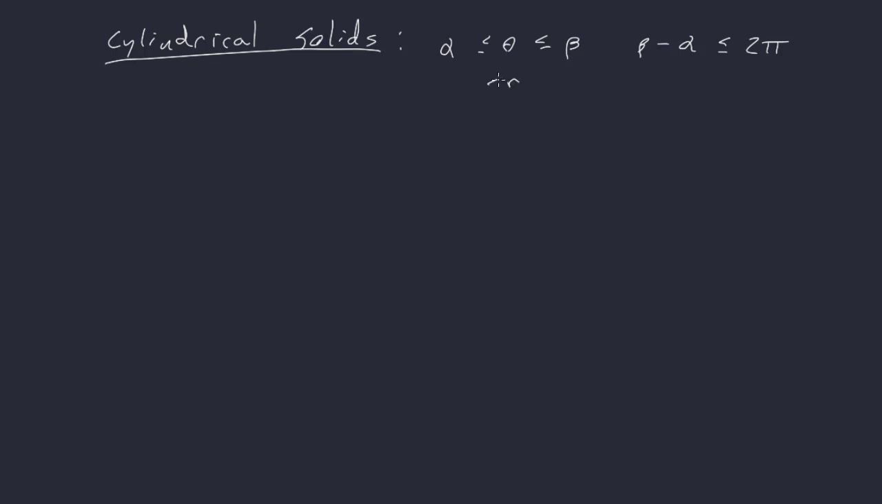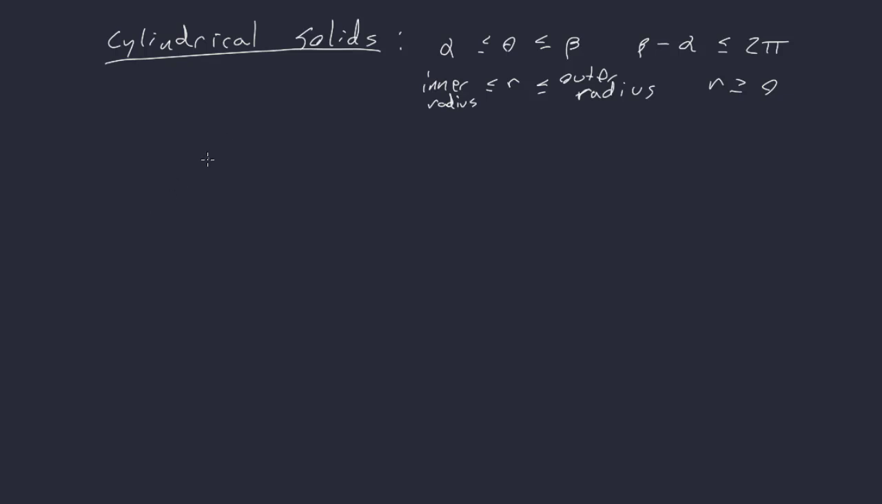Typically, we'll say r is between, say, our inner radius versus our outer radius. And for this stuff, we always want our r to be greater than or equal to 0. We shouldn't have any negative r's. And then z can be whatever. So let's take a look at some examples.